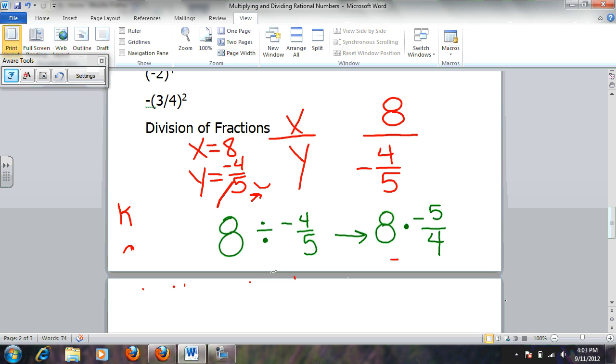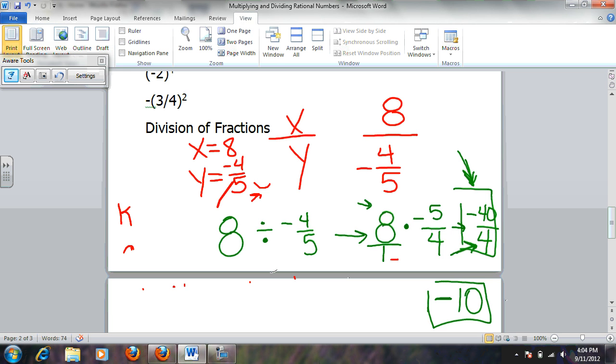8 is not a fraction. To turn it into a fraction, I need a denominator of 1. So now I can take 8 times negative 5, negative 40. 1 times 4 is 4. Negative 40 over 4 can be simplified. 4 will go into negative 40 10 times. A negative number divided by a positive number, signs are different, the quotient is negative. My answer is negative 10.